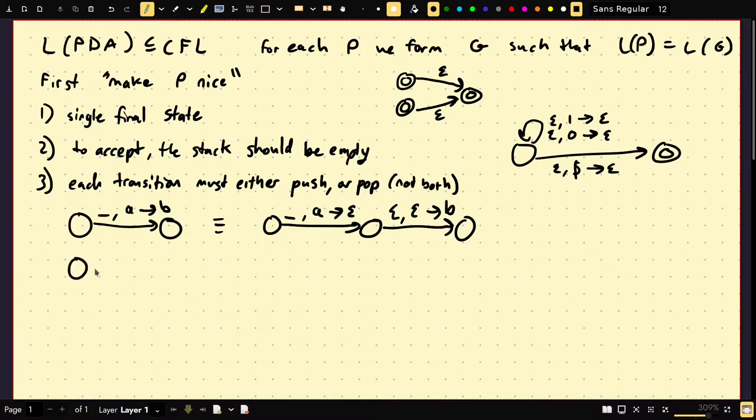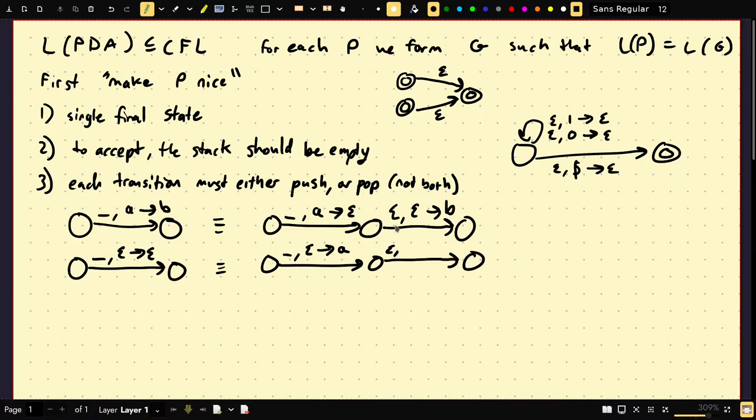Similarly, if we were going to read whatever from the input, push nothing and pop nothing, then that's equivalent to pushing a dummy and then popping that dummy. So we read whatever we were supposed to, pop nothing, push a dummy, let's just say A. Then we read nothing from the input, pop A, and push nothing again. So these, I claim, are equivalent. We're just pushing A and popping A in one step. We have this extra dummy state here, so we allow this.